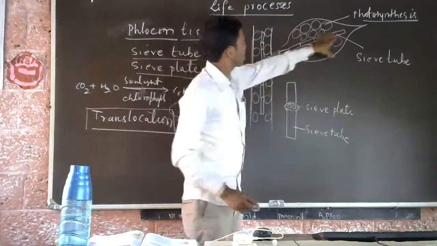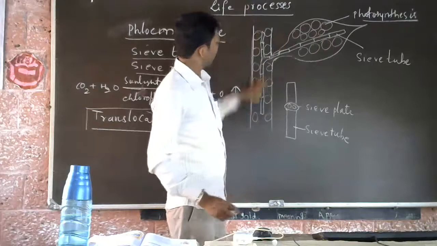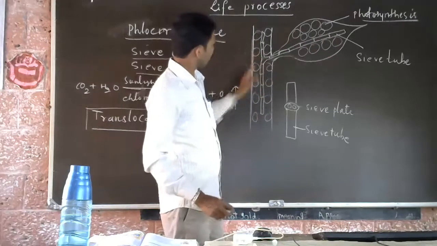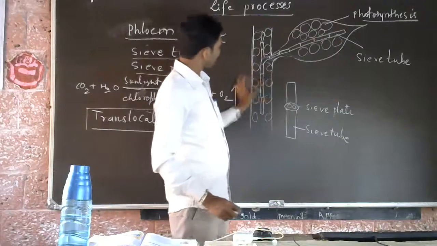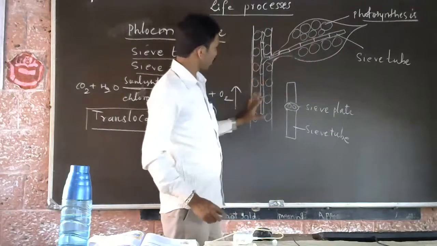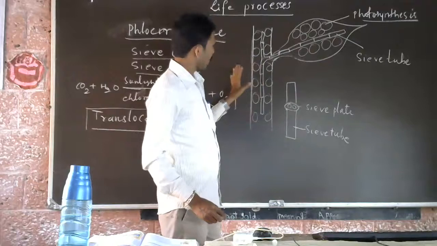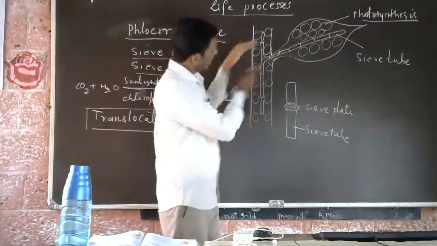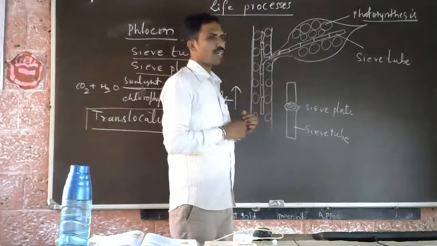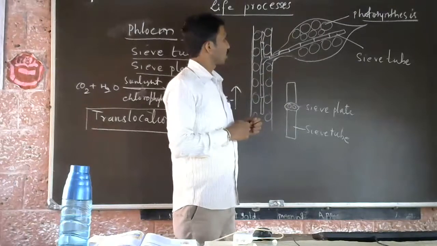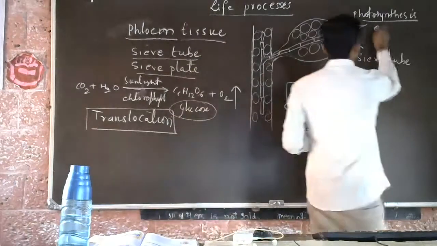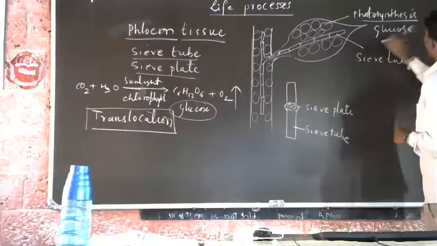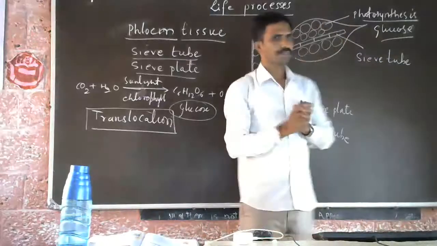So sieve tubes are arranged like this. In every part of the plant the sieve tubes are there, which have companion cells. Adjacent to this, there are xylem and phloem also. So water conducting and food conducting tissues are present in every part of the plant body. So what happens? The food is prepared, glucose is prepared. The glucose has to be transported to every part.